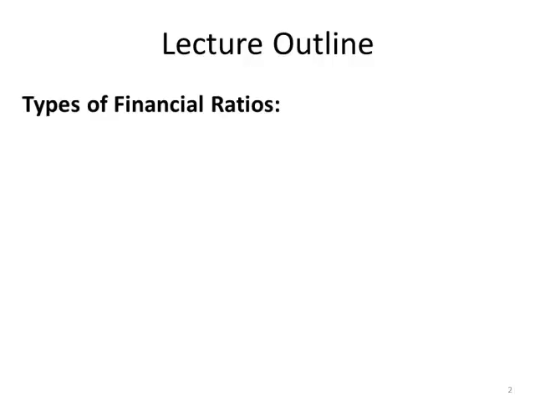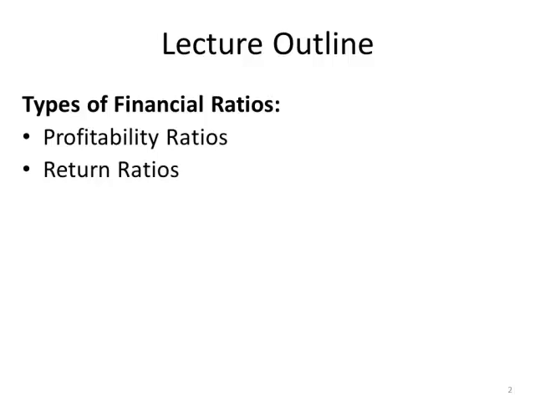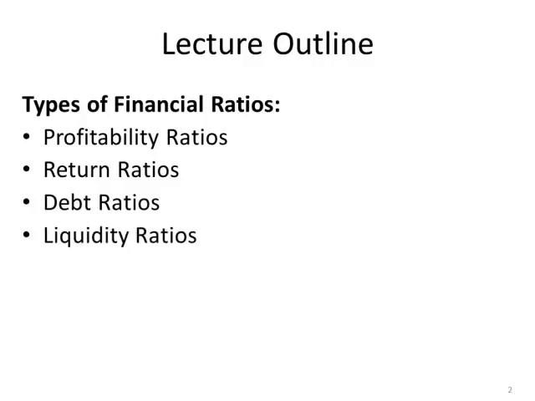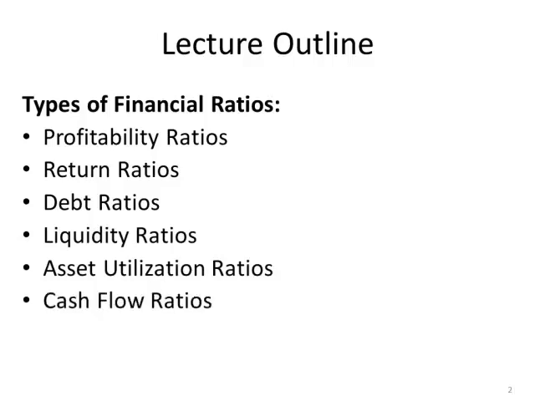So what we want to look at are the different types of financial ratios and go into a little bit of detail for each type. The first one we'll talk about is profitability ratios. Then we'll talk about return ratios. Then debt ratios. Then liquidity ratios. Then asset utilization ratios. Then cash flow ratios, and finally valuation ratios.